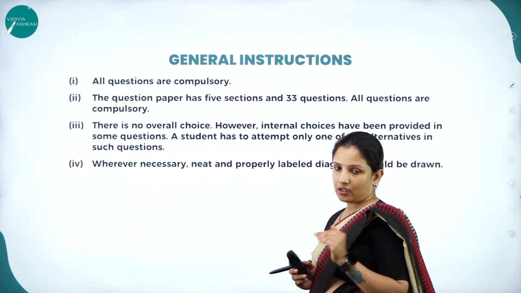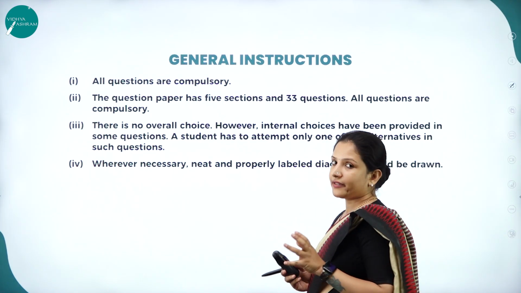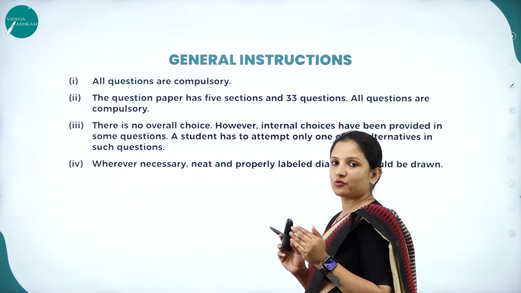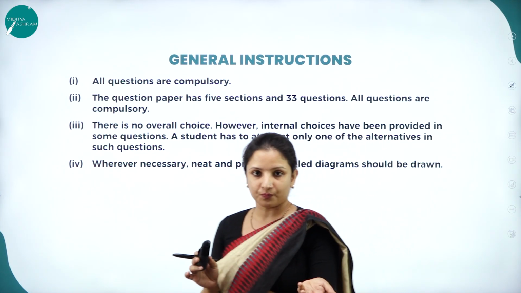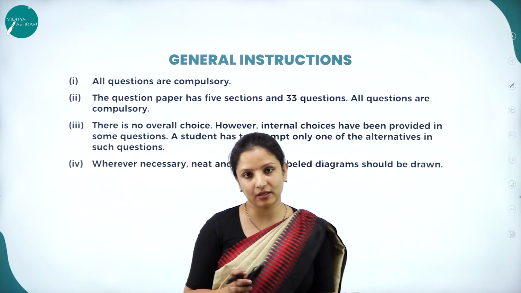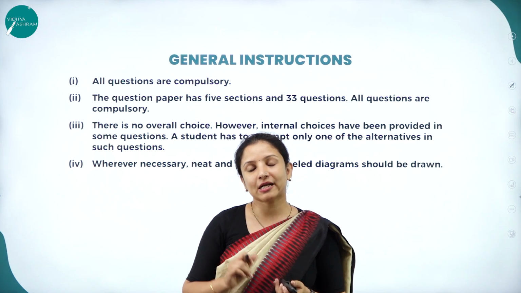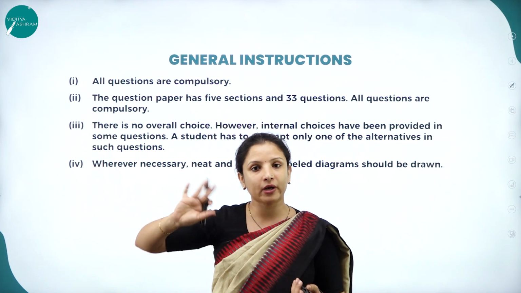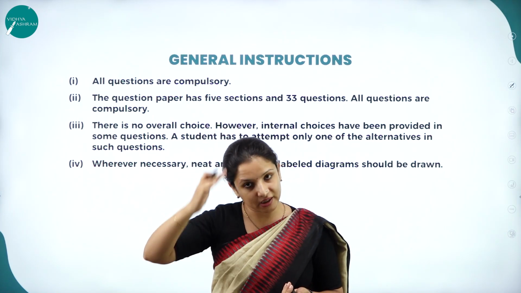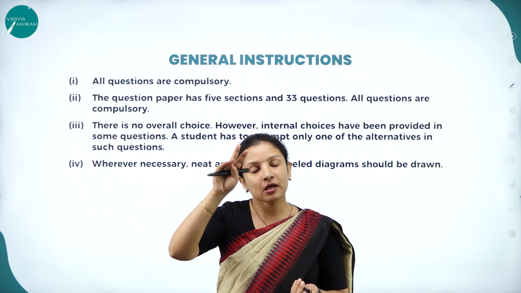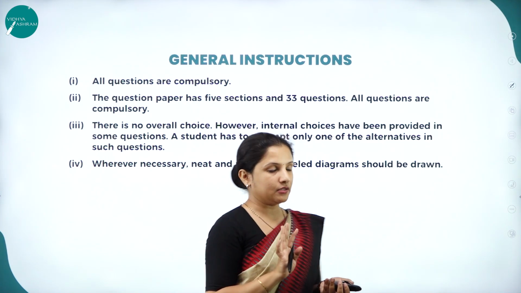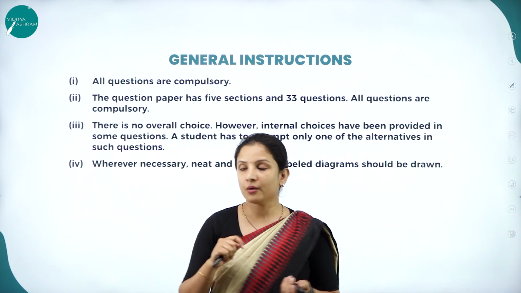Now, all these are compulsory, and overall there is no choice, but somewhere in between, say for example, question number 22 can have a choice, question number 24 can have a choice. It's not a choice between question number 22 and 24. No, in question number 22 itself, 2 questions will be given. In that, you have to choose any one and write. So that is how internal choice will be provided.